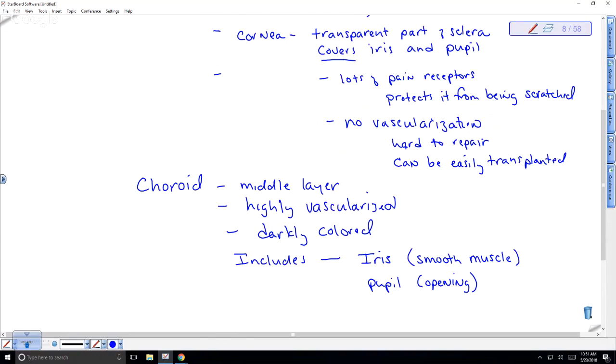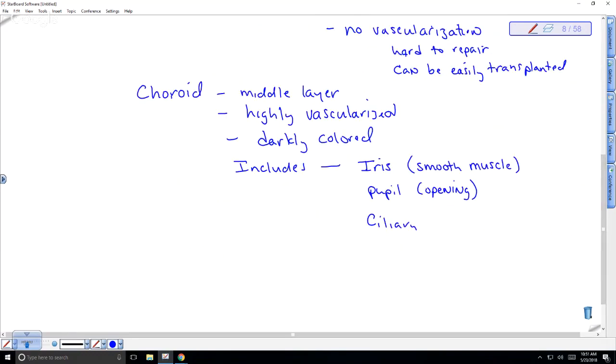The choroid also includes the ciliary body. This is a smooth muscle that attaches to the lens. It changes the shape of the lens so that it allows for accommodation, seeing close up versus seeing far away. It changes the shape of the lens depending upon whether you're focusing close or in the distance. We'll talk about being myopic versus hyperopic, nearsighted versus farsighted, in a little bit.